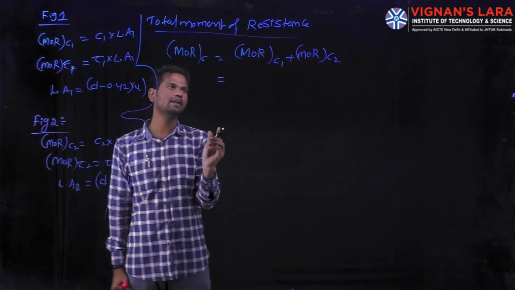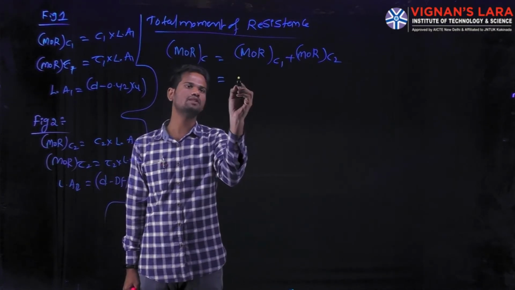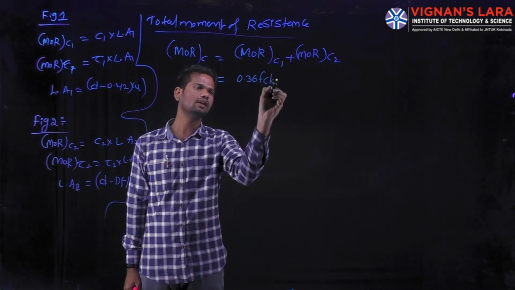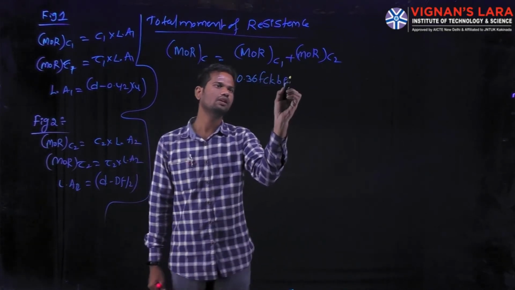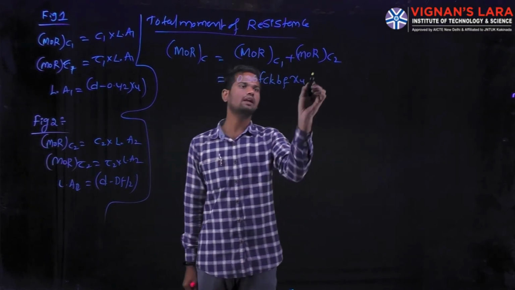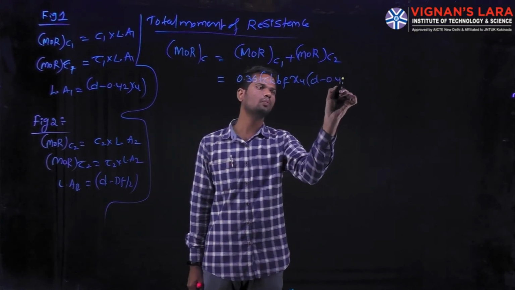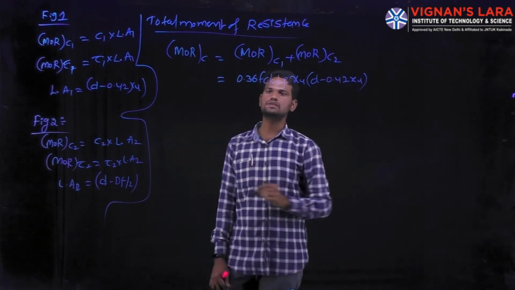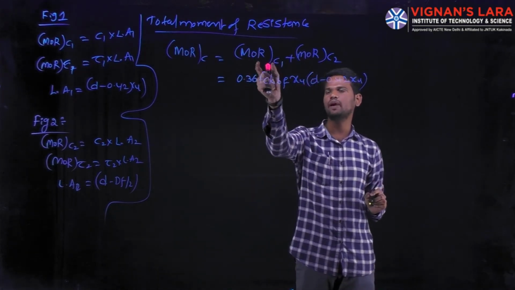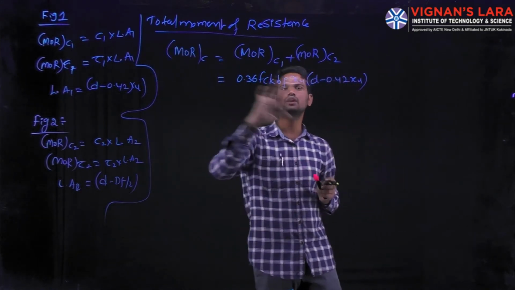Directly I am writing here the total compressive force acting, from the limiting moment of resistance of the beam, that is 0.36 into FCK into BF into XU. This is the total compressive force, and the lever arm distance is D minus 0.42 into XU. This is the moment of resistance capacity, the limiting moment capacity of this section, that is C1 into LA1.